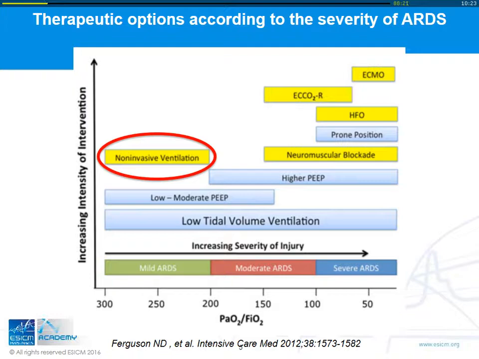Do you people accept these ideas about non-invasive ventilation? Is everything straightforward? Is the speaker telling the truth?